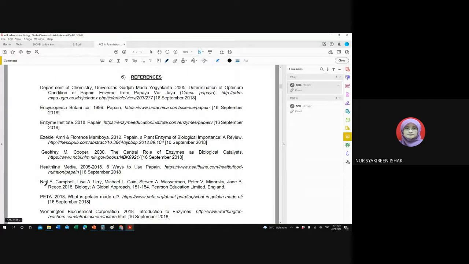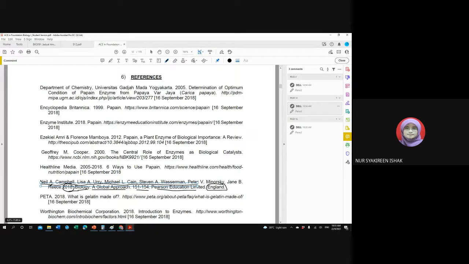Tapi sebenarnya how to write reference is that, for example, if you are referring to a book, okay, so this is the authors, okay, so you have to write down the authors of that book, the year the book is published, the title of the book, the page that you refer to, and the publisher of the book and the country the book is published. Okay, itu kalau refer kepada buku lah.